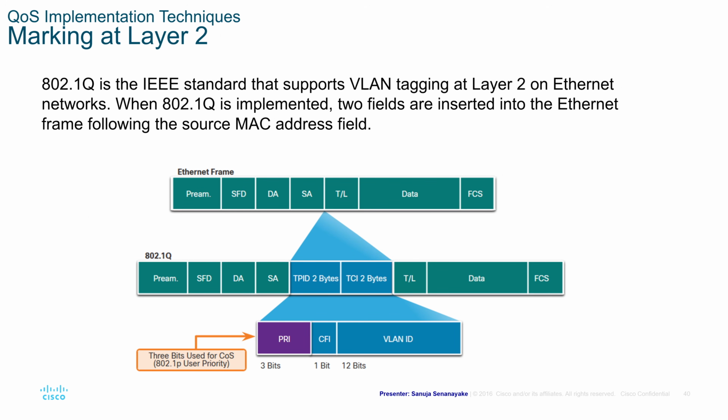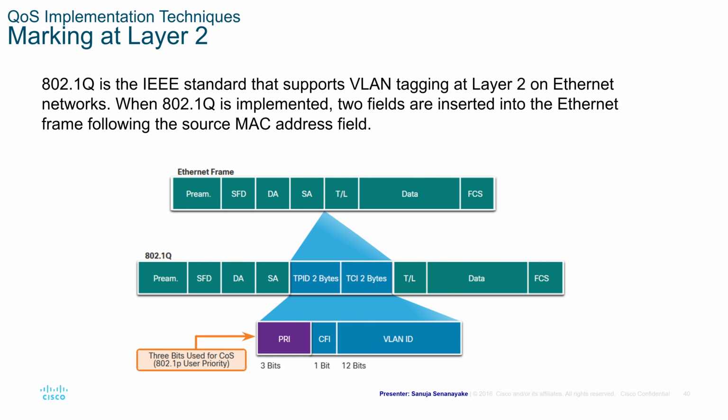Marking at layer 2. So 802.1q is the IEEE standard that supports VLAN tagging at layer 2 on Ethernet networks. When 802.1q is implemented, 2 fields are inserted into the Ethernet frame following the source MAC address field. So keep that in mind. 802.1q, the IEEE standard, is the one that actually supports VLAN tagging. So if you have done VLAN tagging in the previous labs at the layer 2 level, the VLAN tagging happening is based on the 802.1q standard.